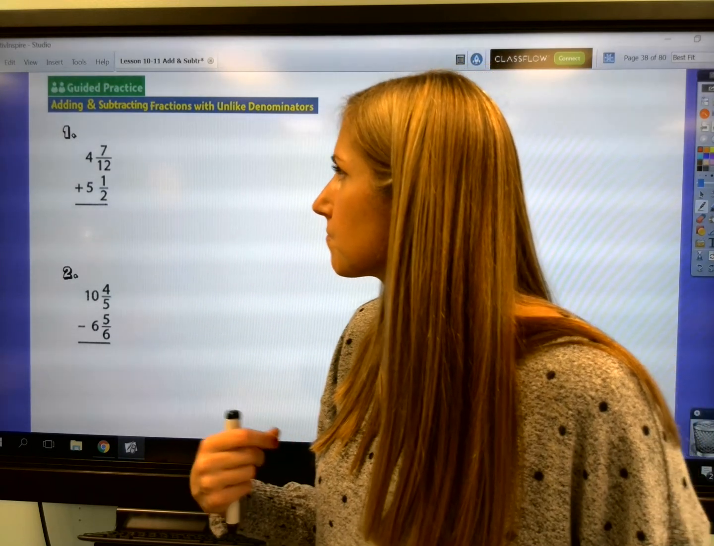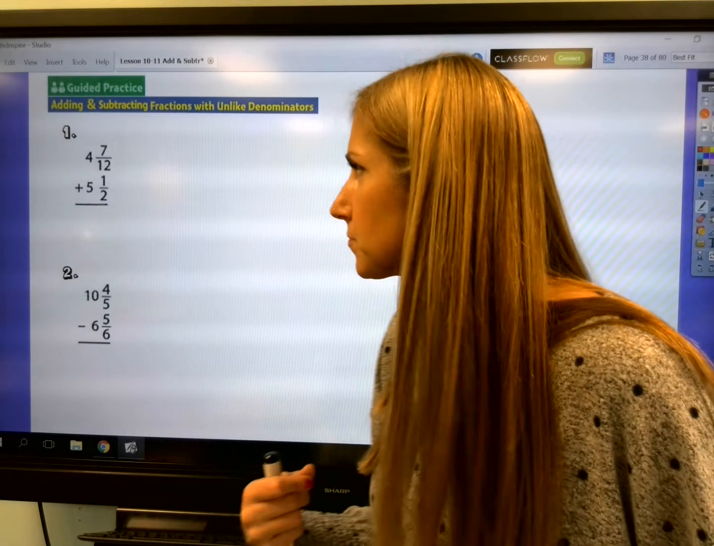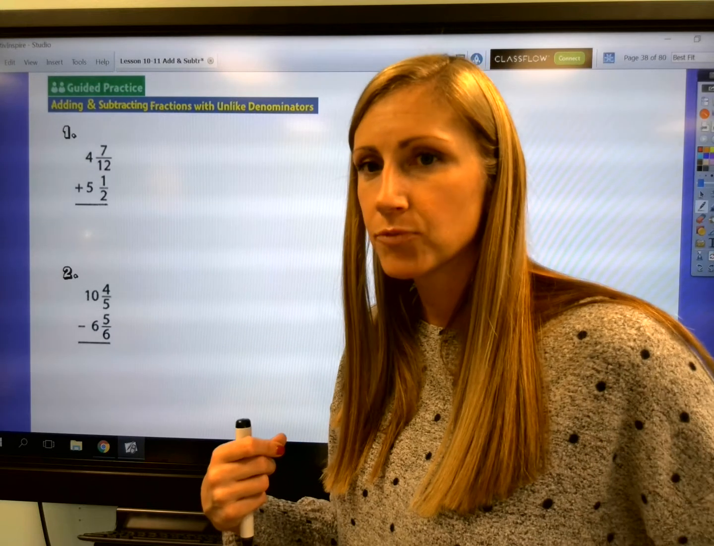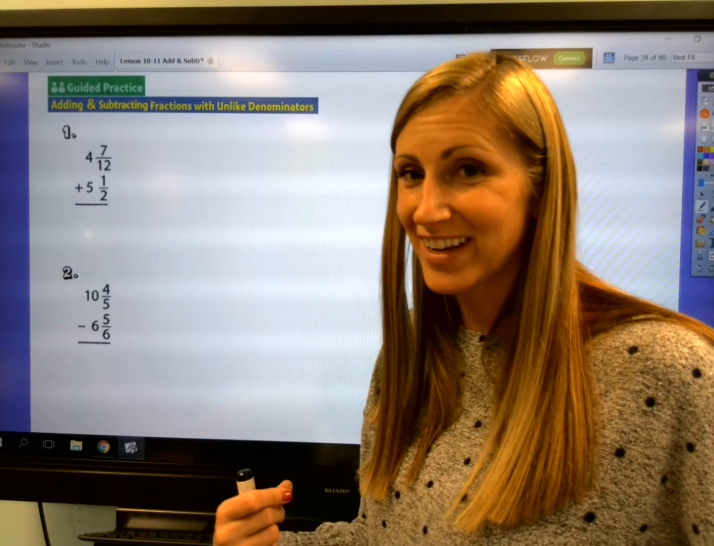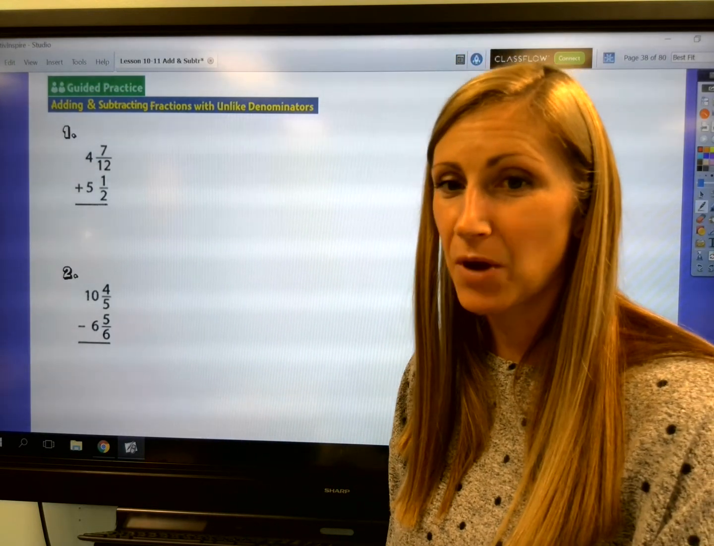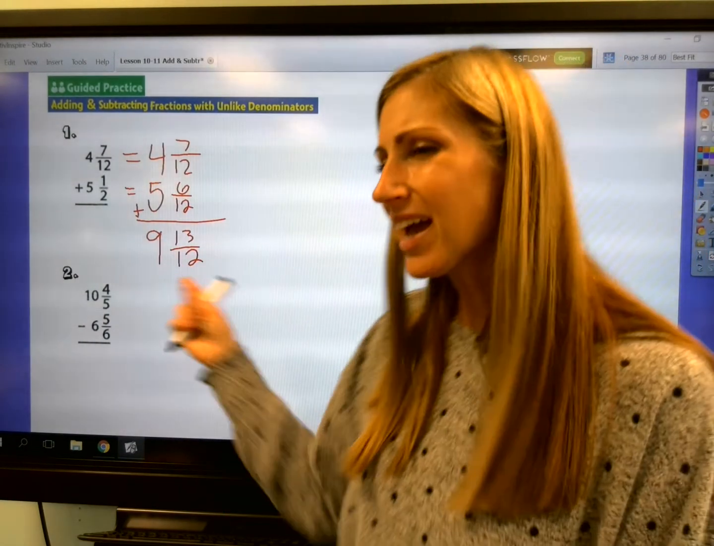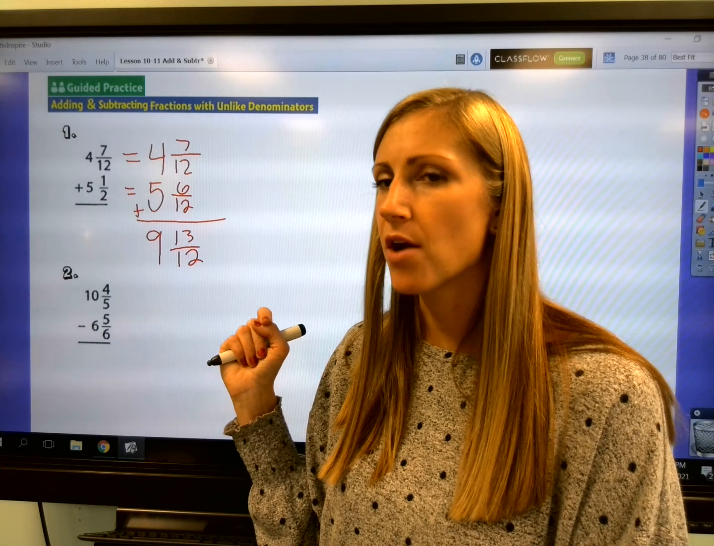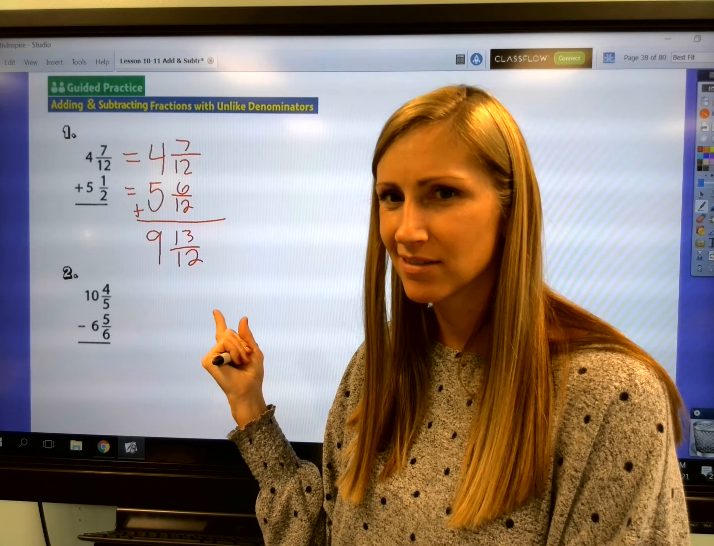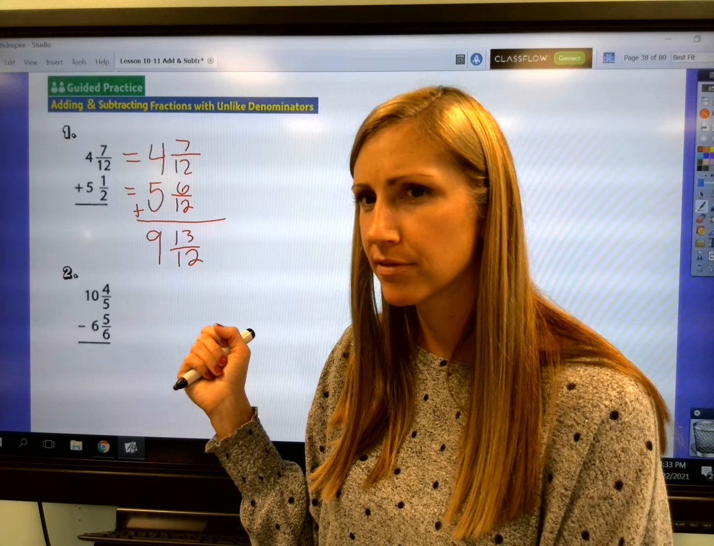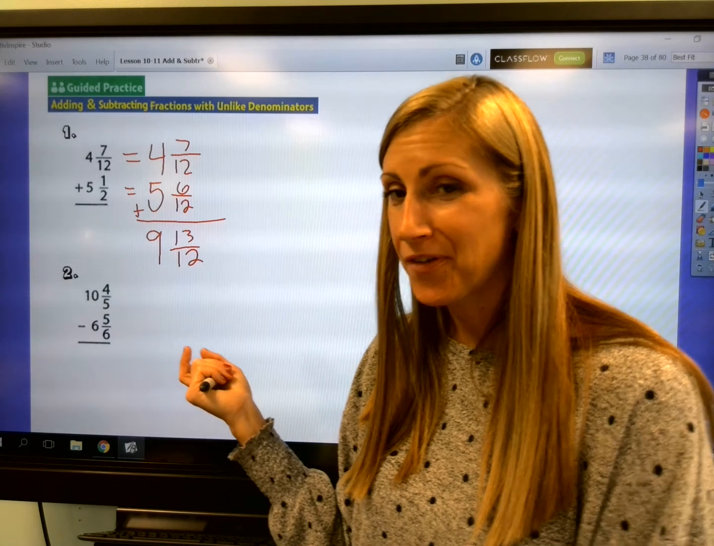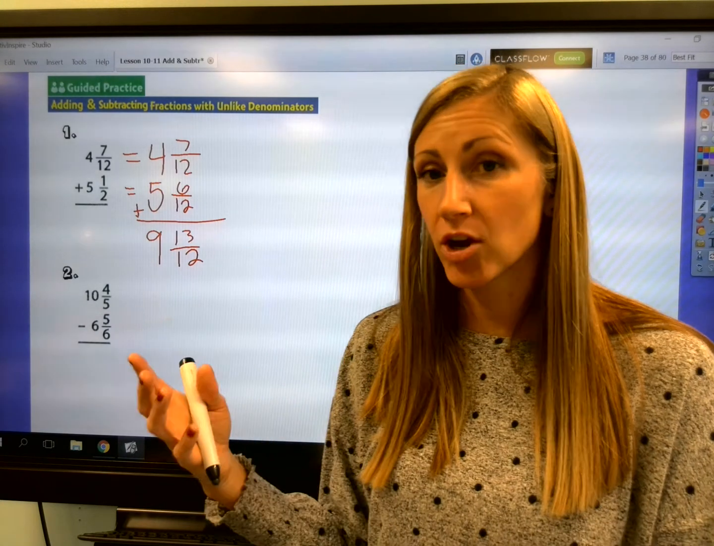All right, so let's check your answer. What did you get for your final answer for this problem? Interesting. I got 9 and 13 over 12. What kind of fraction is that? Looks a little off. It's an improper fraction. We can make this into a bigger mixed number.